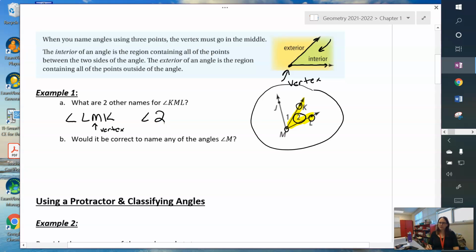Now the next thing is, would it be correct to name any of the angles in this figure just angle M? And the answer is no, because there's actually 3 angles in the picture. If I say angle M, I'm saying the vertex is at M, but there are 3 angles with a vertex at M, so I don't know which one. So for that reason, no, you cannot get away with just saying angle M.